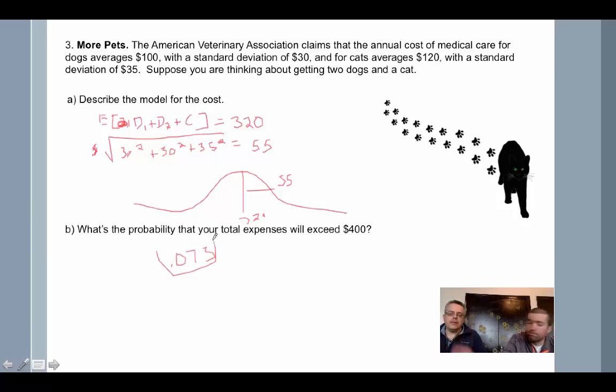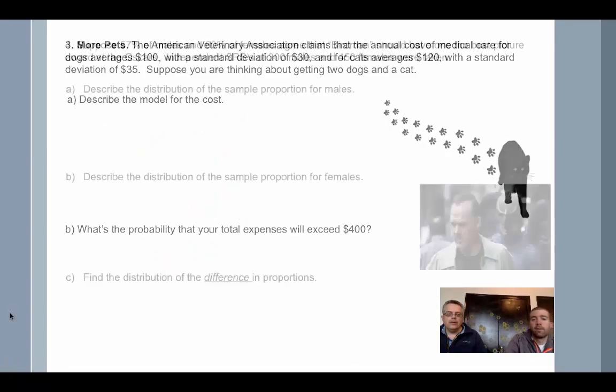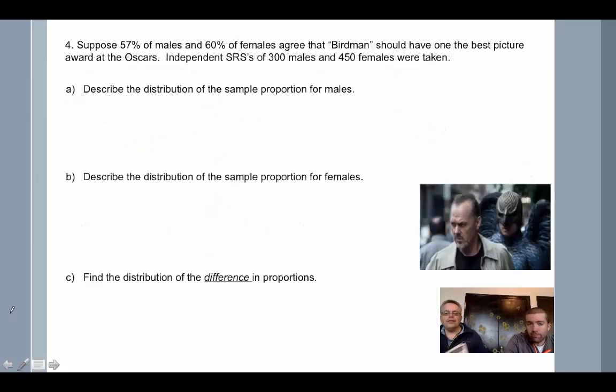All right, so it's really just a matter of finding expected value and standard deviation and using a normal curve. Now, this is getting closer.